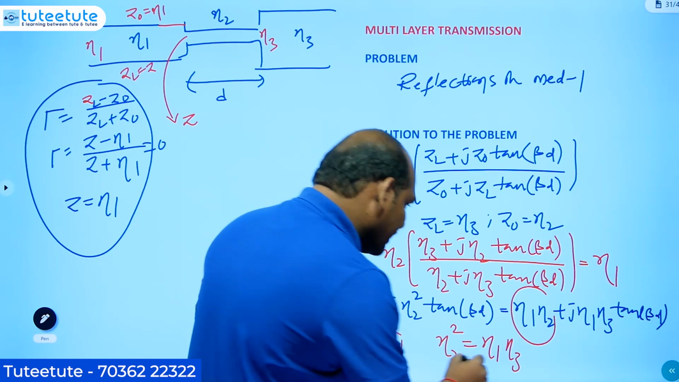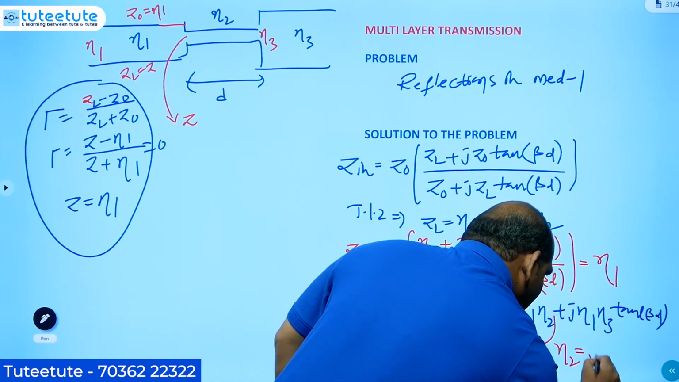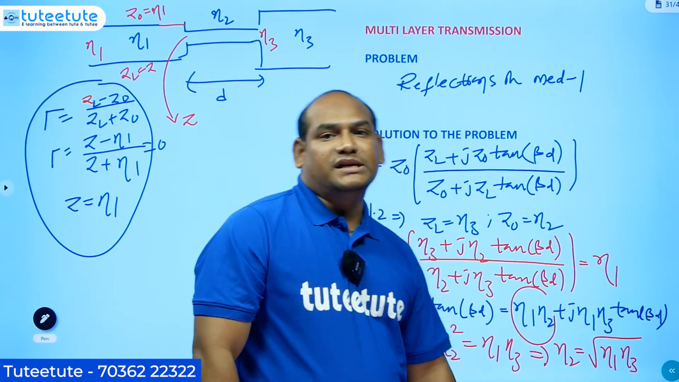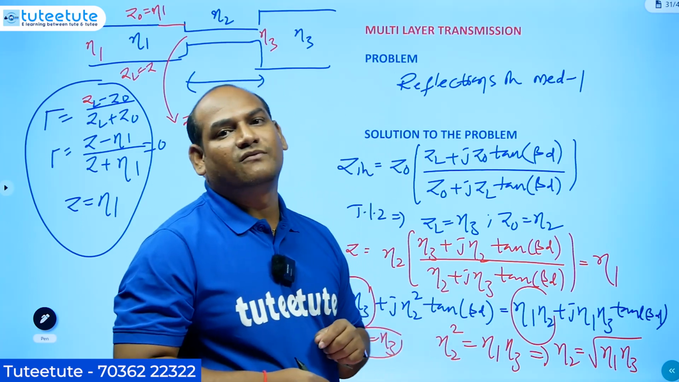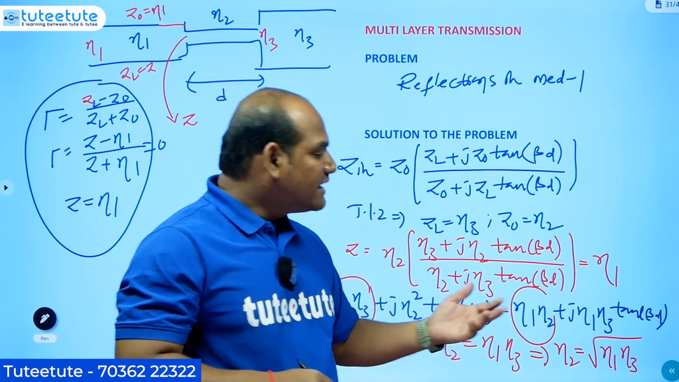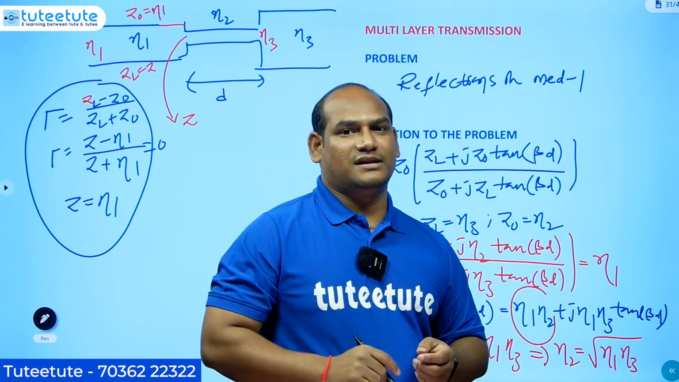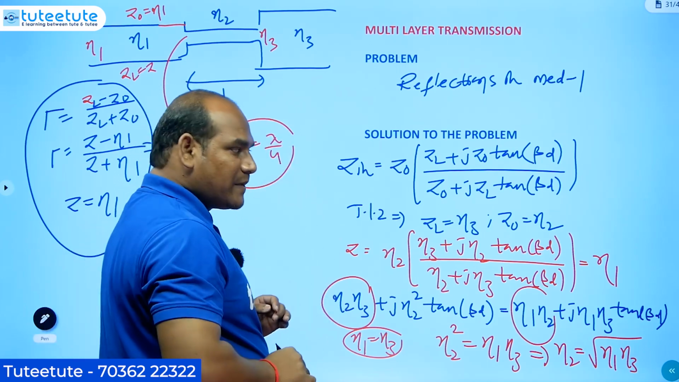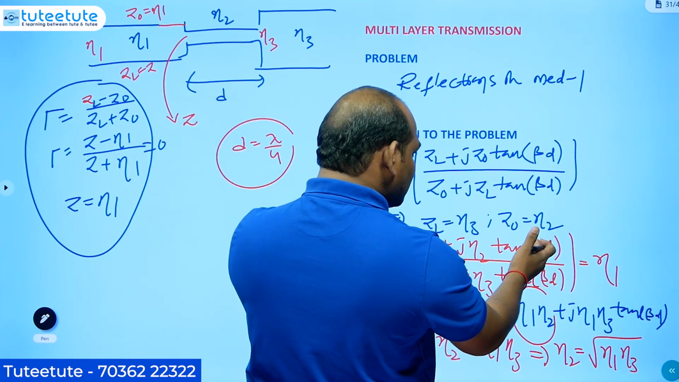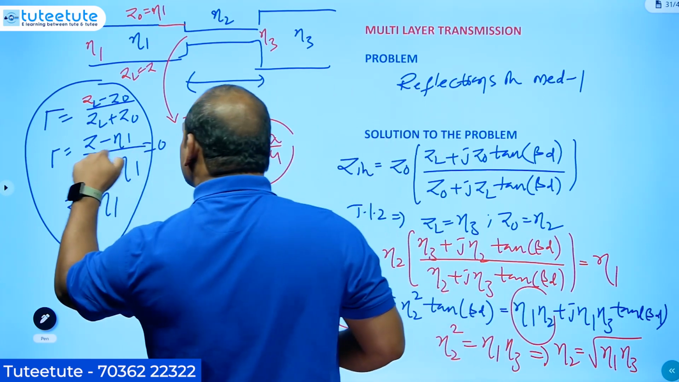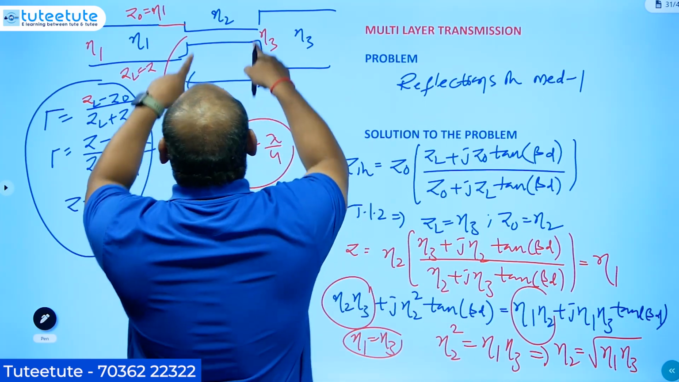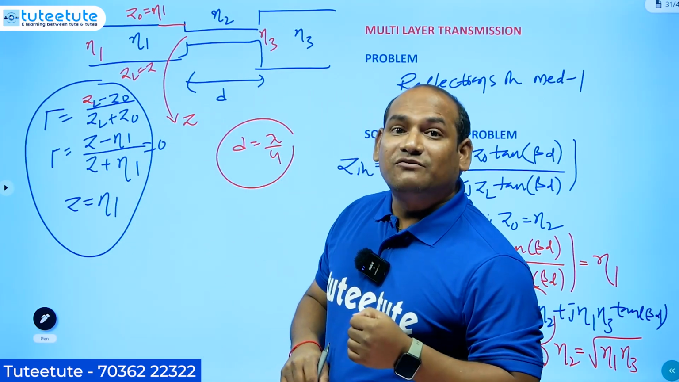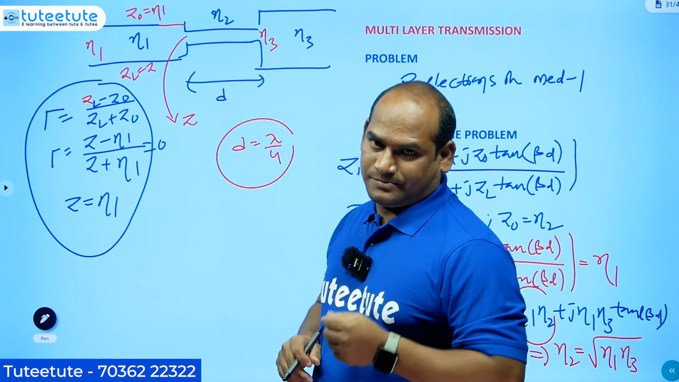But if you see this carefully, eta 2 is equal to the geometric mean of the impedances of medium 1 and medium 3. For what type of transmission line is this relation available? This relation is valid for a lambda by 4 transmission line. So whenever d is equal to lambda by 4, we get this particular condition. This condition is related to reflection coefficient equal to 0. So when the length is equal to lambda by 4, no reflections will come into medium 1. So you see, this is very interesting.